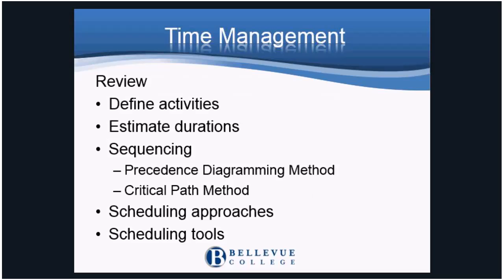In review, we reviewed the steps in time management. The first step, to define activities, is performed during work decomposition. The next step, estimating duration, has different approaches including analogous estimating, parametric estimating, expert judgment, or three-point estimating. The next activity is sequencing, where precedence diagramming is using a set of rules to define order and dependencies. The critical path method applies times to the sequenced tasks.